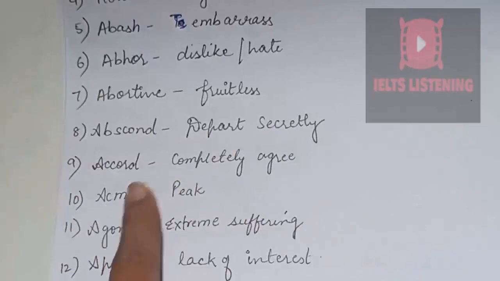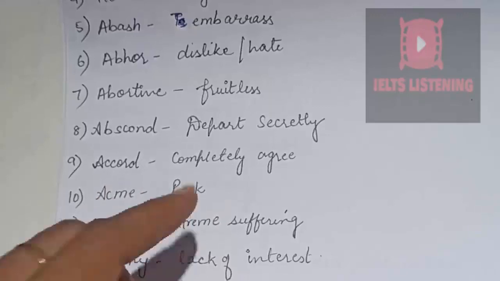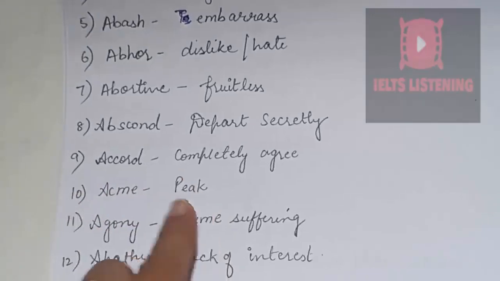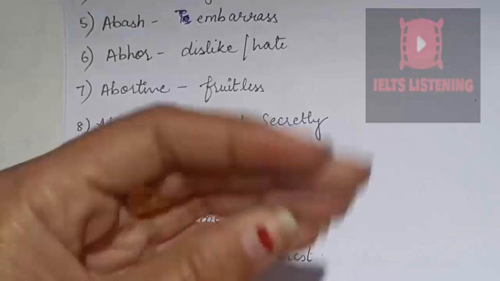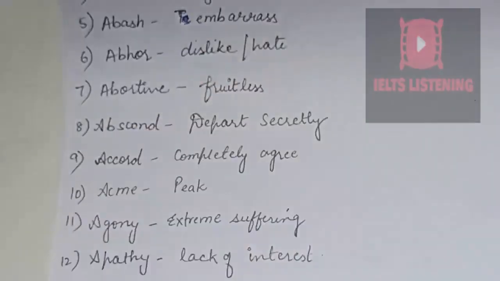Next is acme, means peak. Sorry, we pronounce it as acme, which means peak. This also we can use in writing, and if something reaches a peak, you can say that it reached its acme instead of saying it reached its peak.